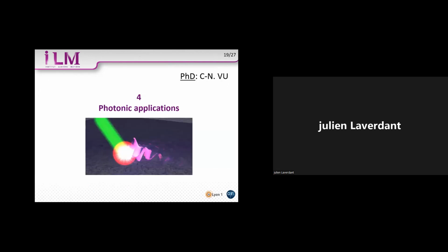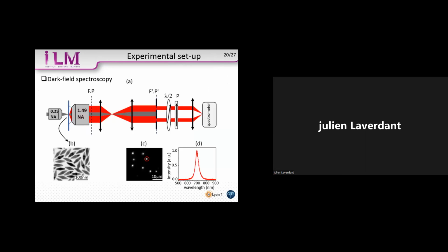The second one, I will go faster because I'm not sure it will interest you, but I can just explain. This is a PhD of Miss Wu from Vietnam. And the goal is to use this bipyramid for applications. So I will just explain what we are doing. The setup is a bit different. The goal here is to measure not the absorption of the light, but the scattering. The technique is a bit similar to fluorescence spectroscopy if you want, but not completely.